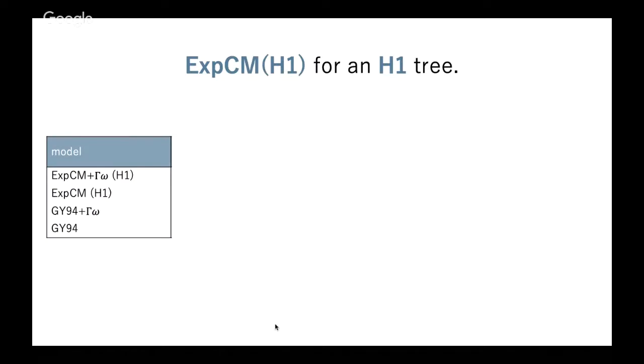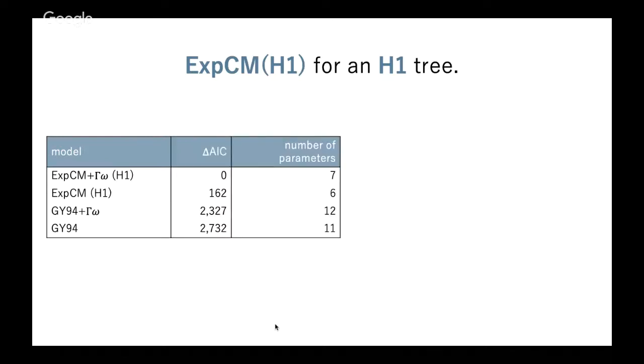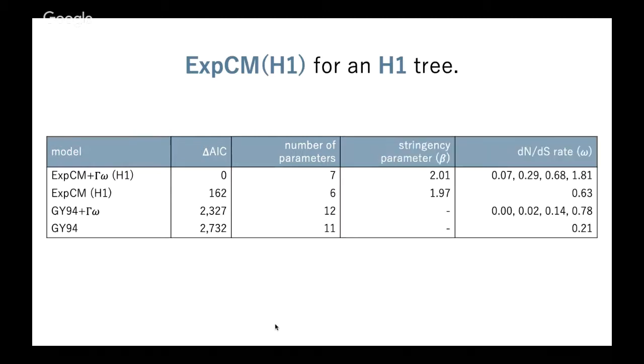We're going to look at 4 different models: the ExpCM defined by the H1 preferences plus or minus a gamma distributed omega value, and the GY94 model plus or minus the gamma distributed omega value as well. This gamma distributed omega is a way to account for site-to-site rate variation, but it is not site-specific, nor does it affect the stationary state of the model, unlike the preferences. We can see that both ExpCMs are better descriptors of H1 evolution than the GY94 models, at least as evaluated by delta AIC.